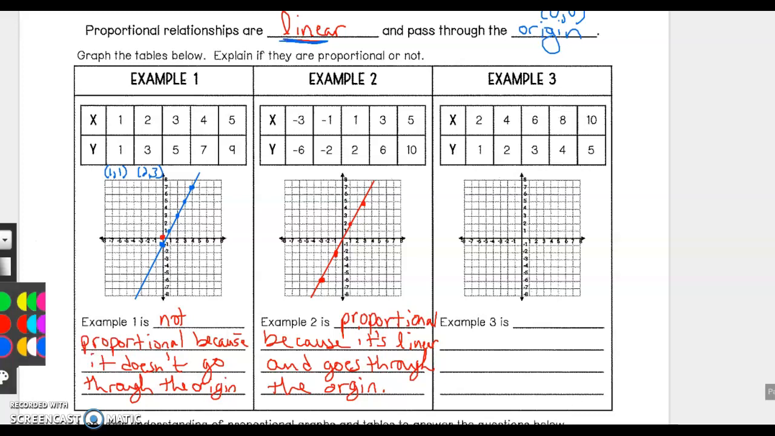Okay, last example for these. I'm going to plot the point 2, 1. Now remember, 2 is the x values. That's this one right here. This is the y. So I go 2, 1. 4, 2. 6, 3. 8, 4. And then 10, 5.